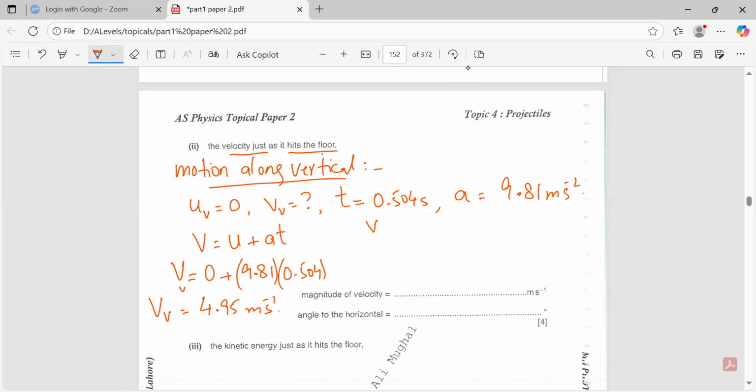So V is equal to the square root of VH squared plus VV squared. To find the final velocity, we found the VH velocity in the previous part, which was 2.97. So it is 2.97 squared plus 4.95 squared. When we solve this, the total velocity will be 5.8 meter per second. So the magnitude of the velocity is 5.8 meter per second. So yes, people tell me, is that understandable?